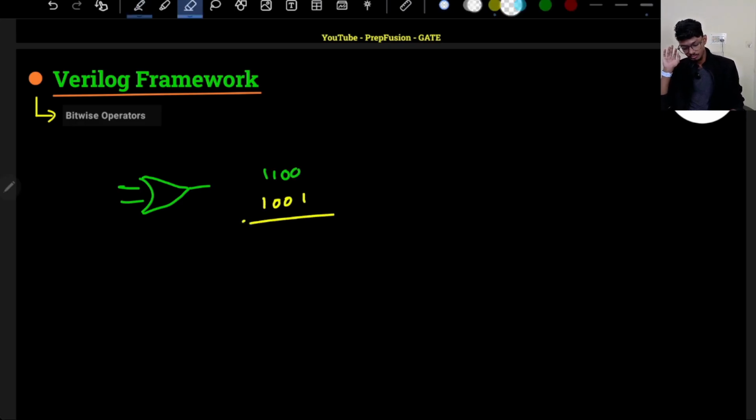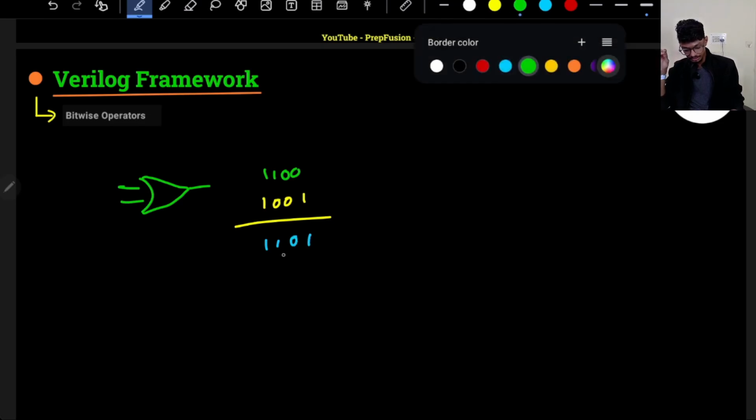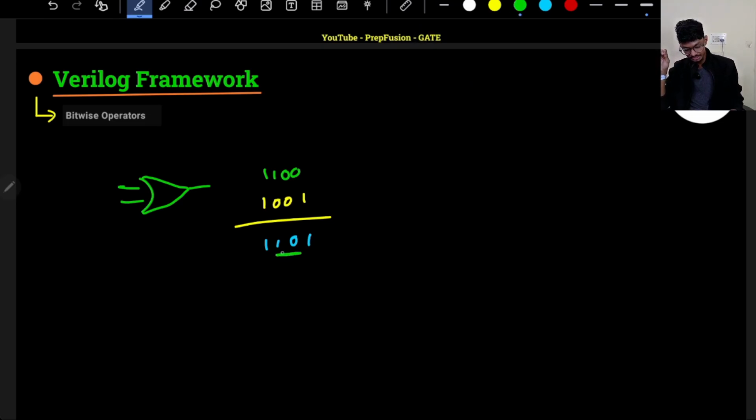So basically what will be the OR of this? The OR of this will simply be 1 1 0 1. Basically I will just focus on the two bits which I wanted to retain. So I have retained, right? These two bits have been totally copied over here. So this is the first use case, masking.